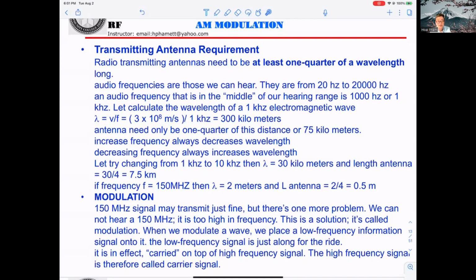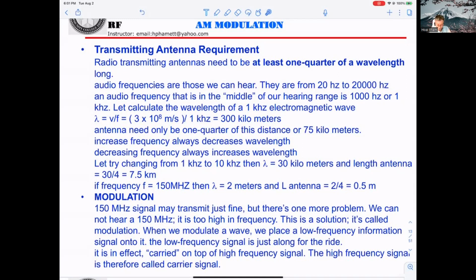Increase frequency, always decrease wavelength. Decrease the frequency, always increase wavelength. That's easy to understand. Let's try changing 1 kilohertz to 10 kilohertz. Then you can calculate lambda, it will equal 30 kilometers. And the antenna length now will be 7.5 kilometers.